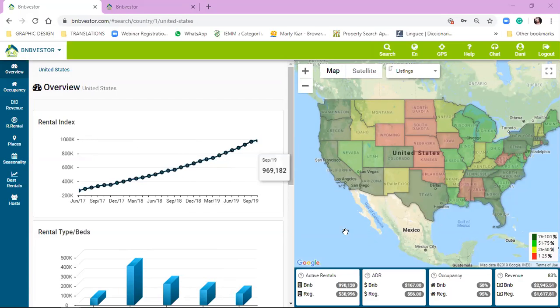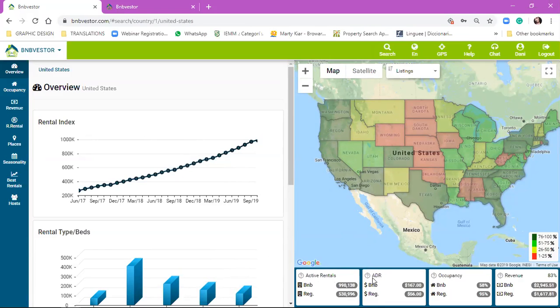Now let's start off with the concepts down here. We have the active rentals. The active rentals are the number of listings available. In this case, we're looking at the whole United States. So there's currently 990,000 active B&B listings in the whole nation, okay? And then as regular, we have 530,000, almost 31,000 active regular rentals, okay?